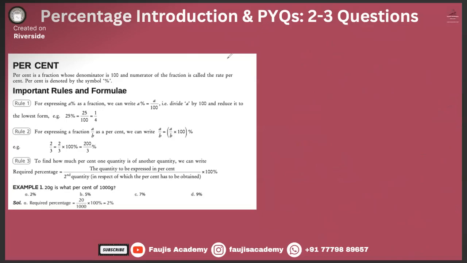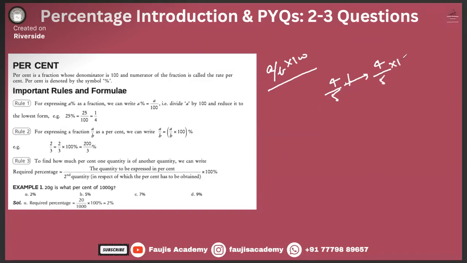Okay, so let's move on. Rule number 2, for expressing a fraction a by b as a percentage, we can write a by b into 100%. That's it. Okay, every one of us knows it. Let's say 4 by 5. How do you express this, 4 by 5, in terms of percentage?